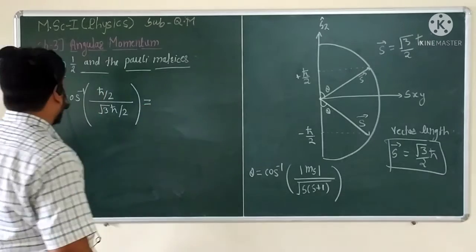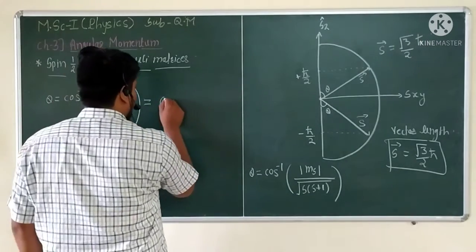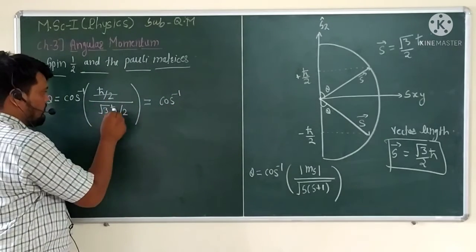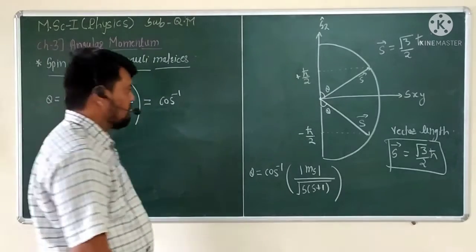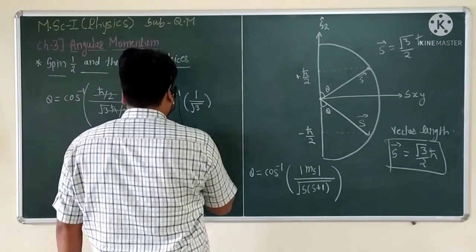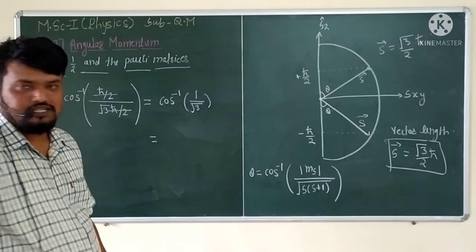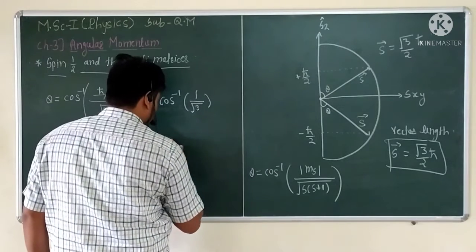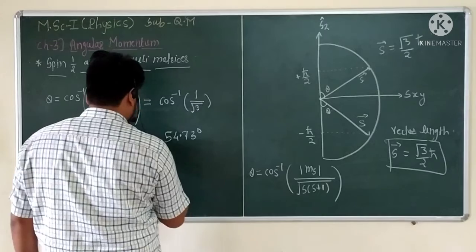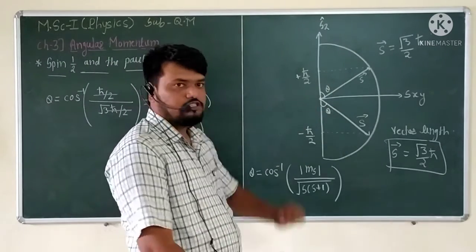Okay, and if we do this calculation, this is nothing but cos inverse of 1 by root 3, because this h cross by 2 and this h cross by 2 cancel, and then the value is given by 1 by root 3. This value is nothing but 54.73 degree. So this is the value of theta for the graphical representation of the spin.